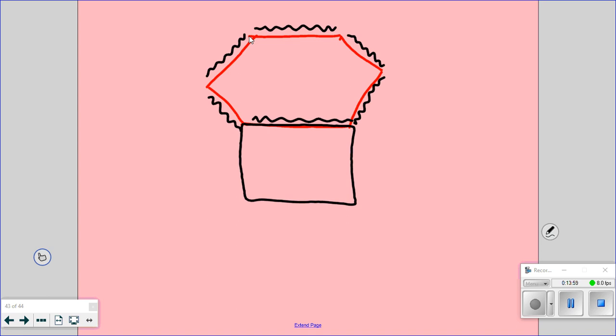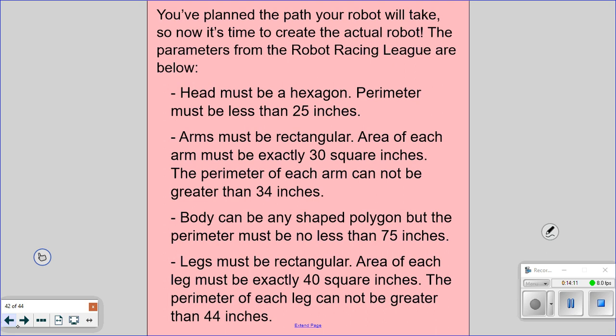Lincoln asks, are we going to make it 2D or 3D? We are making it 2D right now, so we are only drawing it on paper. We're not building it. Do we have to make wheels or feet? Nope. Our arms must be rectangular. That means what shape? Rectangle. The area, not the perimeter, must be exactly 30. Wow.